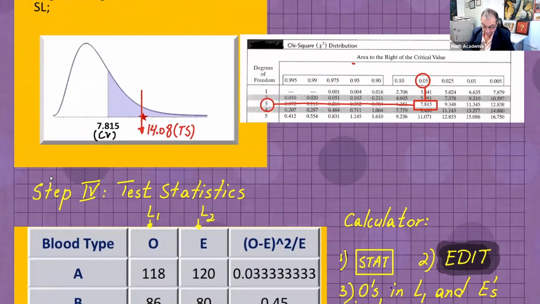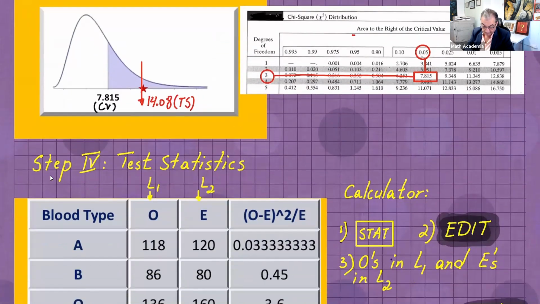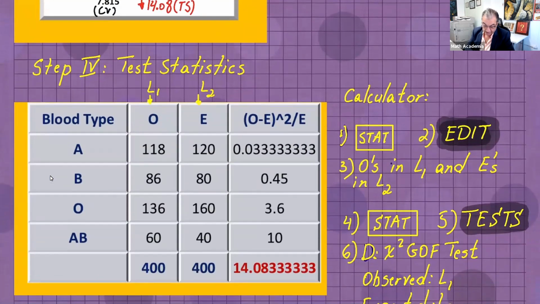Now, let's calculate the test statistic. Again, the observed values you can put in L1, and the expected ones you can put in L2. You can do this one by one. I already did that for you. If you do O minus E squared divided by E, and you add them, you get 14.08. So this is our test statistic.